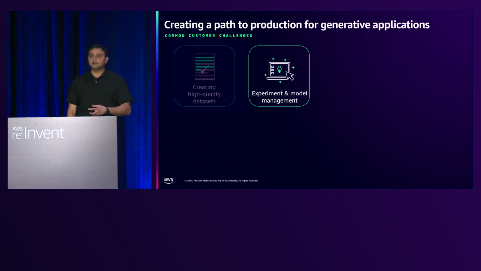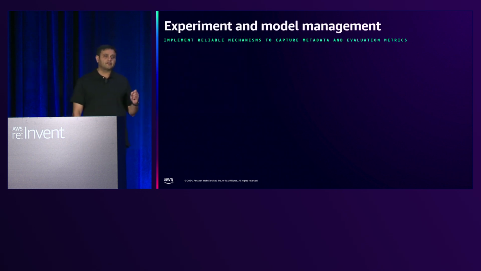Next is the experiment and model management. As you build out FMOps and GenAIOps applications, you need to track the experiments and the associated metadata. For example, what models did you use? What evaluation metrics did you use to accomplish a particular step, so that you can go back and revisit them for repeatability or traceability? Let's take a look at a fine-tuning job here.